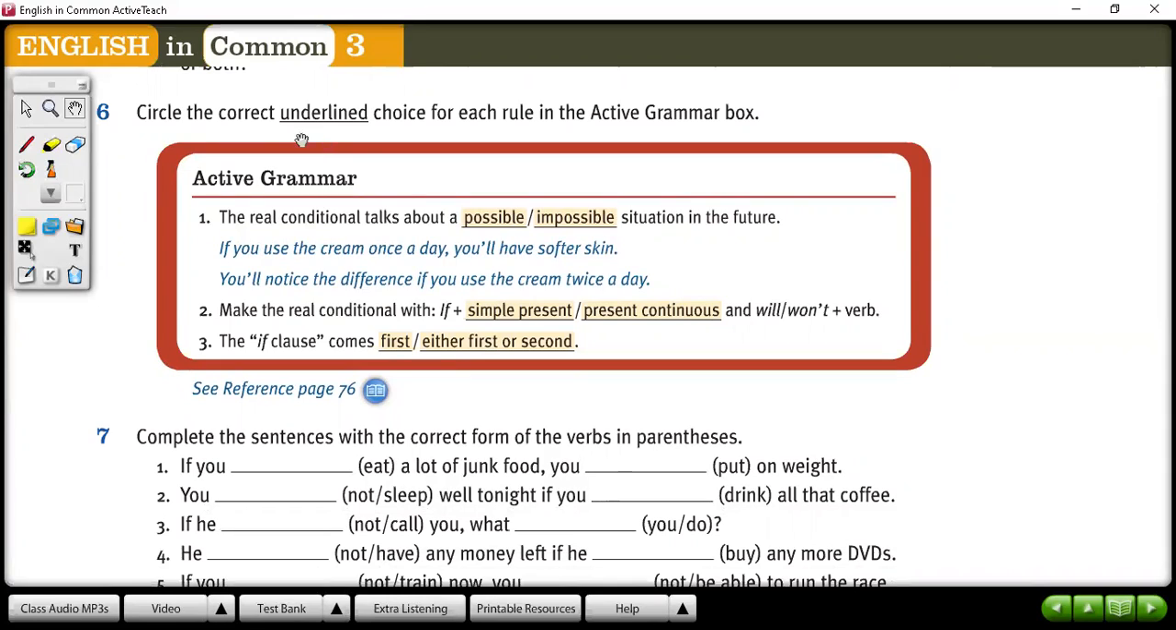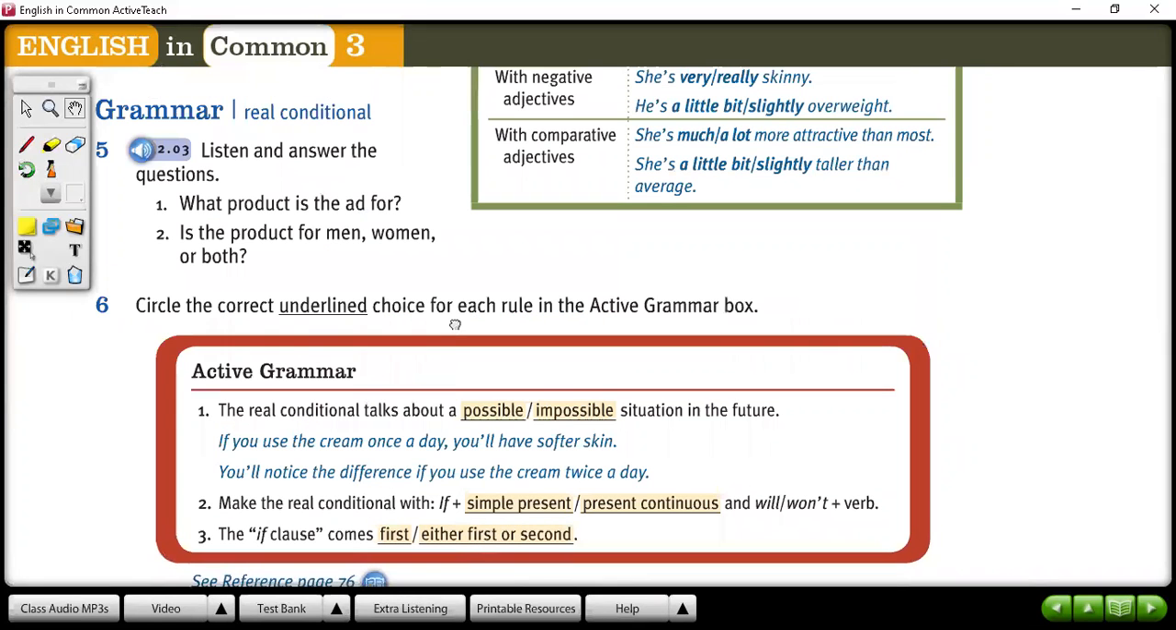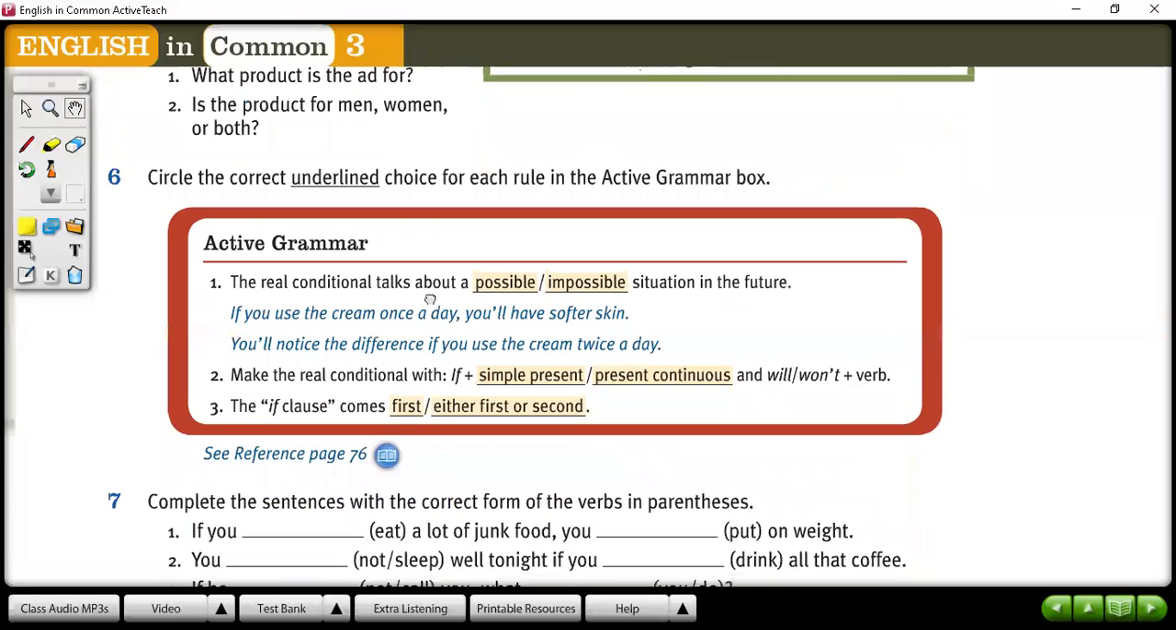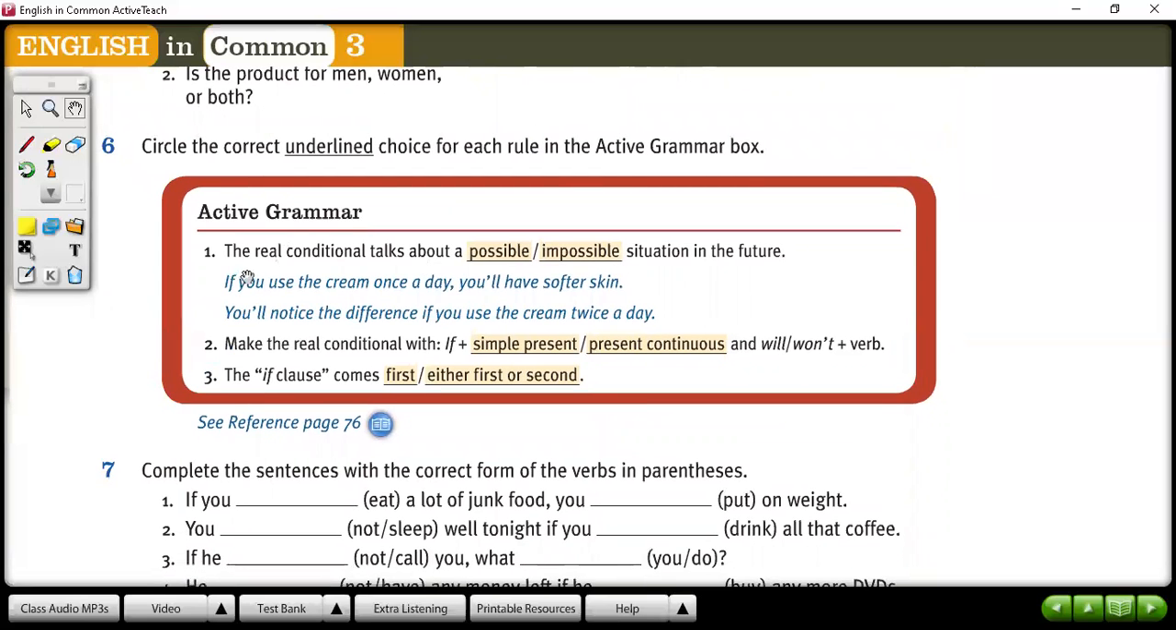Circle the correct underlined choice for each rule in the active grammar. So here we have 3 rules, okay, 1, 2, and 3. In order for you to solve it, I will explain on the Google document what the real conditional is. So rule 1 says, the real conditional talks about, and you have 2 options. You have to choose this or this, okay?